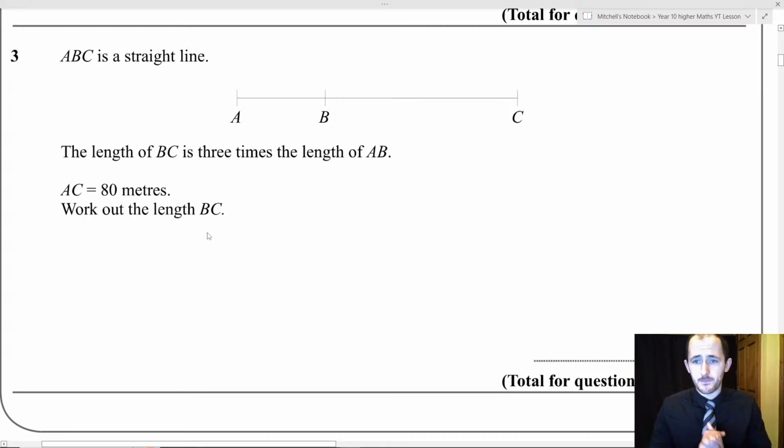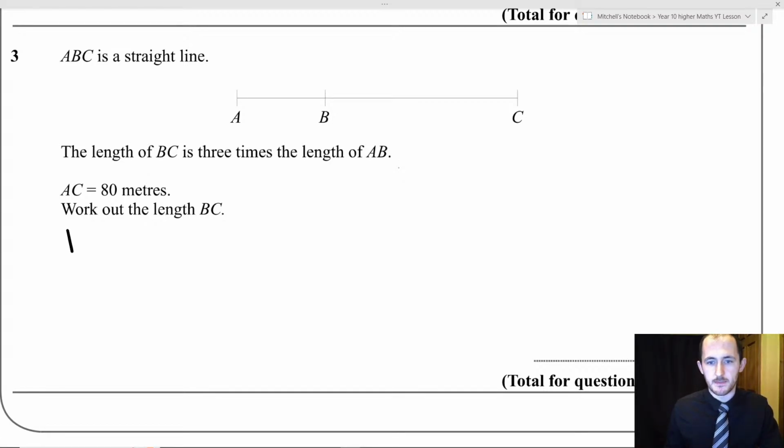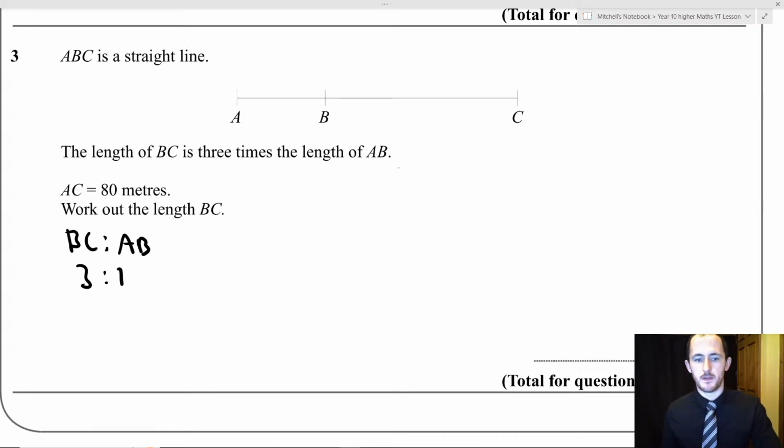Because this is a ratios video, you can probably guess it's going to be a ratio. But how can I tell? In an exam, you won't know that it's a ratio. Well, it's telling me that BC is 3 times the length of AB. So the way I write that is BC to AB is equal to 3 to 1, because that's how you say a ratio in real life. For example, if I said that I have 2 times as many apples as pears, the ratio of apples to pears is 2 to 1. So we have our ratio.